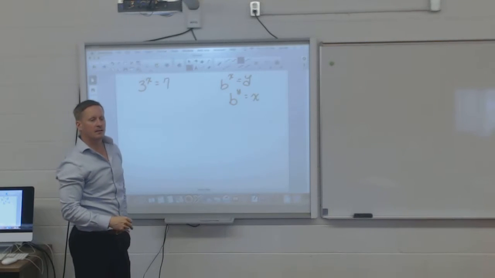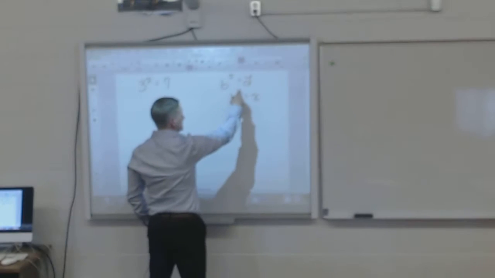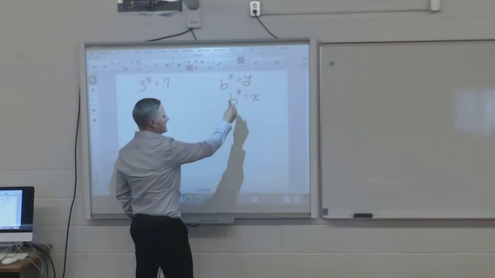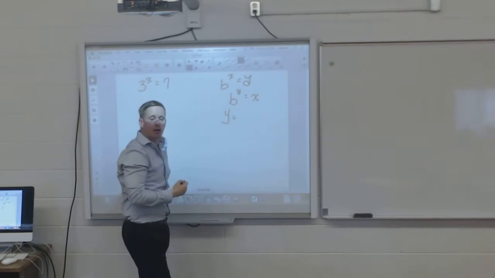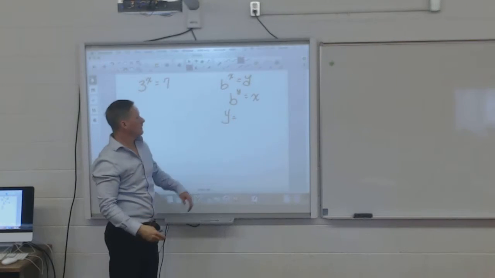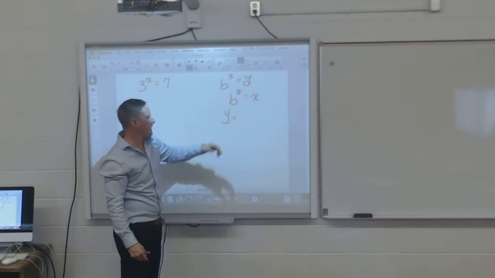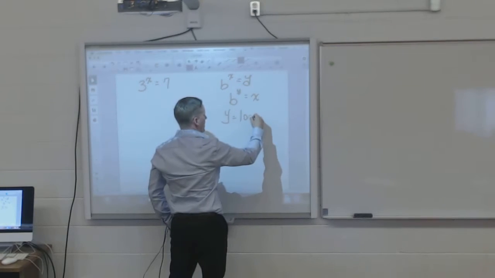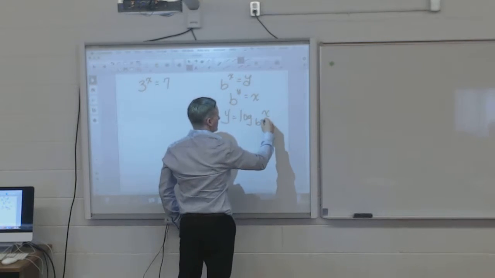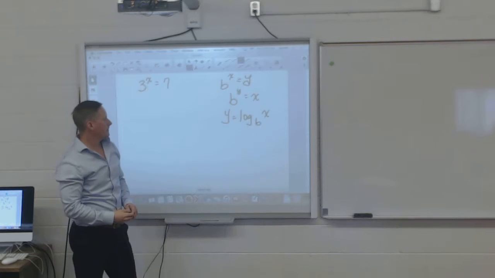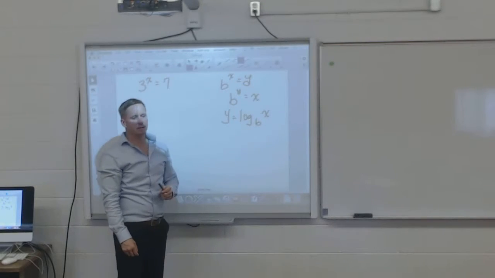Now what I need to do is take the log. I'm going to bring this down to here. Y equals. This is my base. When you talk about an exponent or a power, that's my base, that's my exponent, right? So that's my base. So I rewrite this as log base b of x. Okay? So y equals log x to the base b.